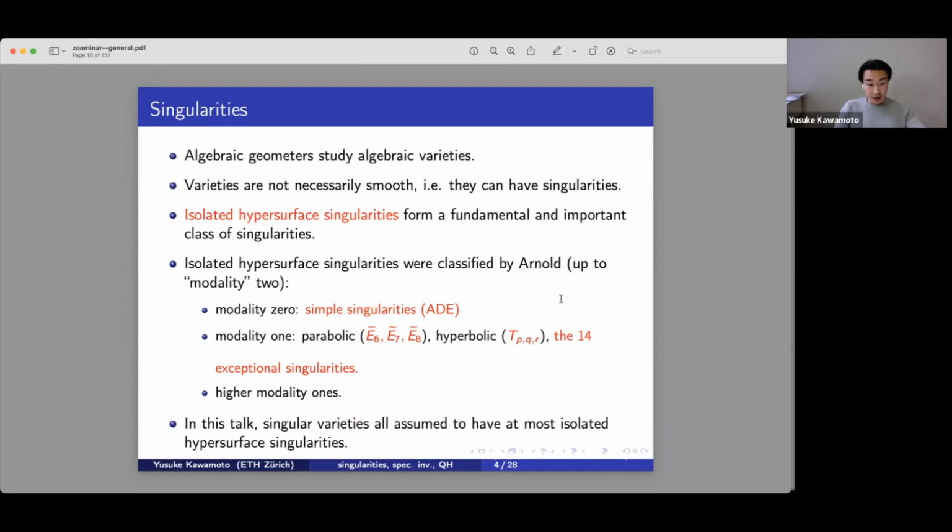In this talk, when I say singular varieties, it's assumed to have at most isolated hypersurface singularities. There could be nastier singularities, but in this talk, we're only going to talk about isolated hypersurface singularities.